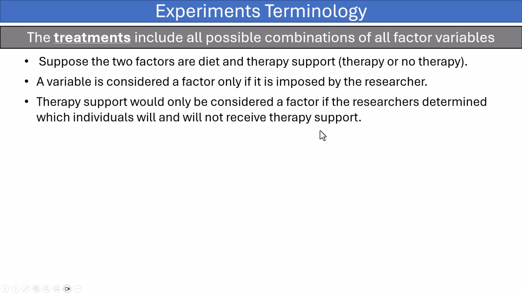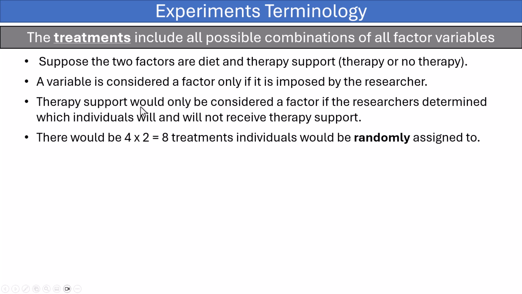We have the two different variables. We have the explanatory variable of the diet, which has the 4 different options. And we have the explanatory variable of therapy support, which has 2 different options. And we're going to randomly assign individuals to one of each of those groups, one diet and one therapy group. That means that there will be a total of 4 times 2 equals 8 different treatment groups that the individuals would be randomly assigned to.